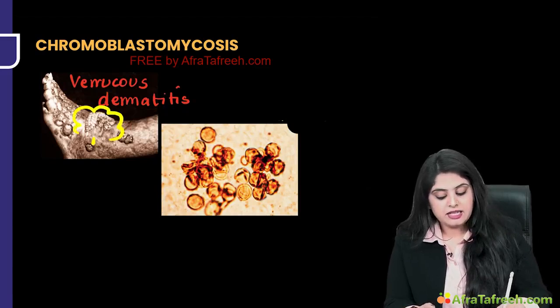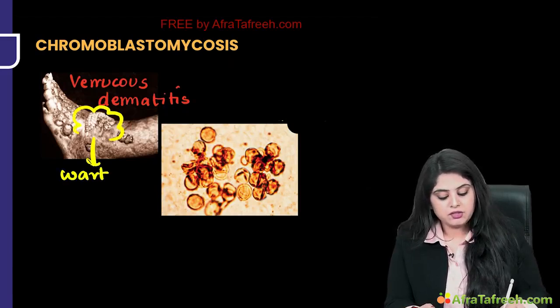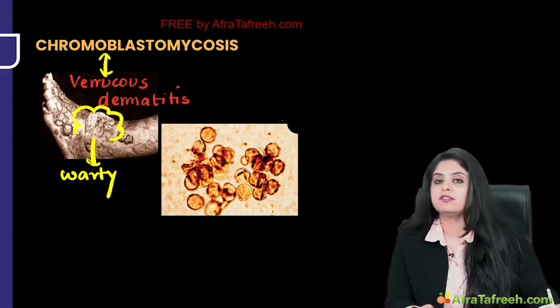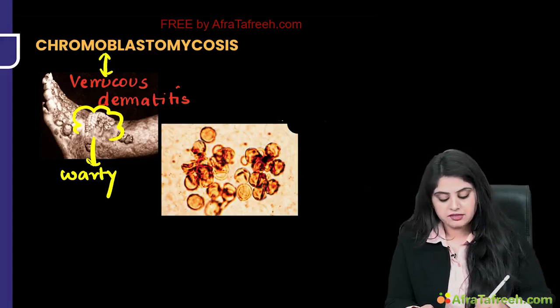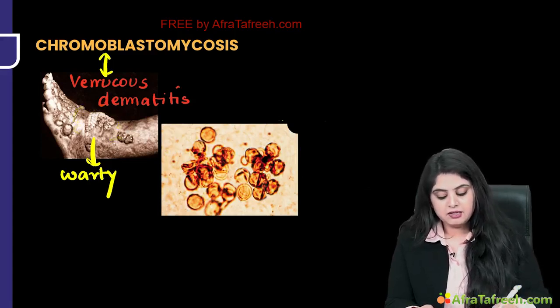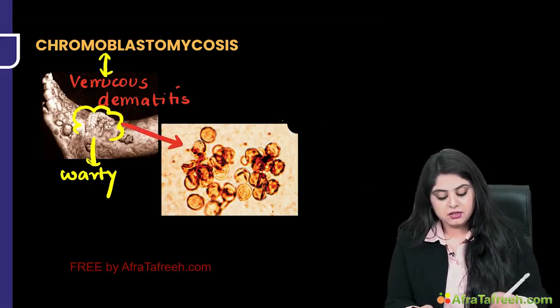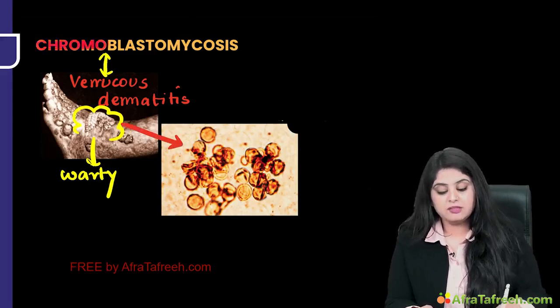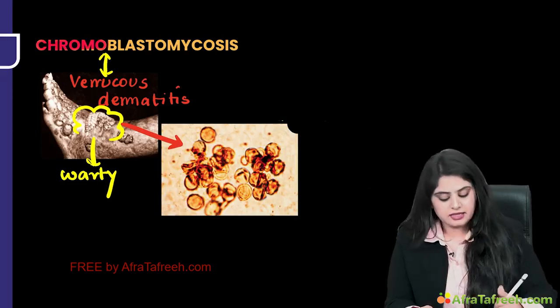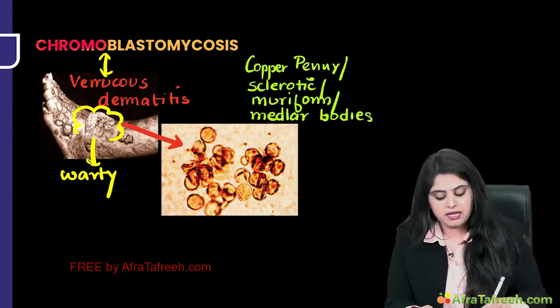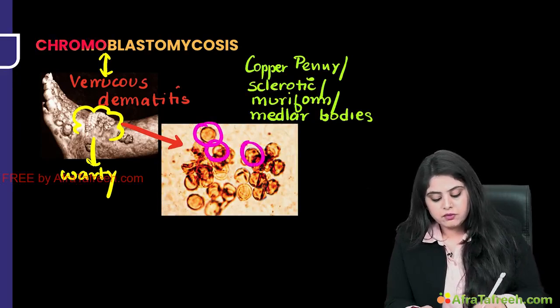I can see that there is a warty growth present over here. So the other name of chromoblastomycosis is verrucous dermatitis. And when I look at the same thing under the microscope, I see the chromo word. Chromo means it's going to give some color, right? And that color is going to be the copper penny bodies. They look like beautiful copper coins.